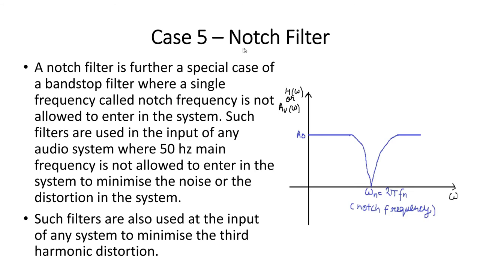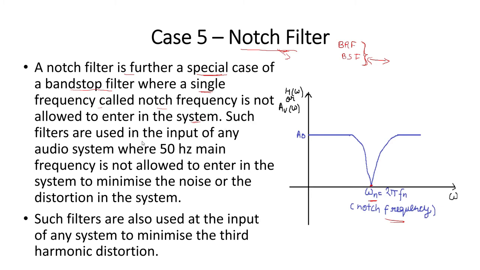Okay, so now this is the notch filter. A notch filter is actually a band reject or band stop filter, but in those cases a whole band of frequency was rejected, whereas in a notch filter only a particular frequency omega n, which is also known as the notch frequency, is blocked. So a notch filter is a special case of the band stop filter, where a single frequency called the notch frequency is not allowed to enter the system.